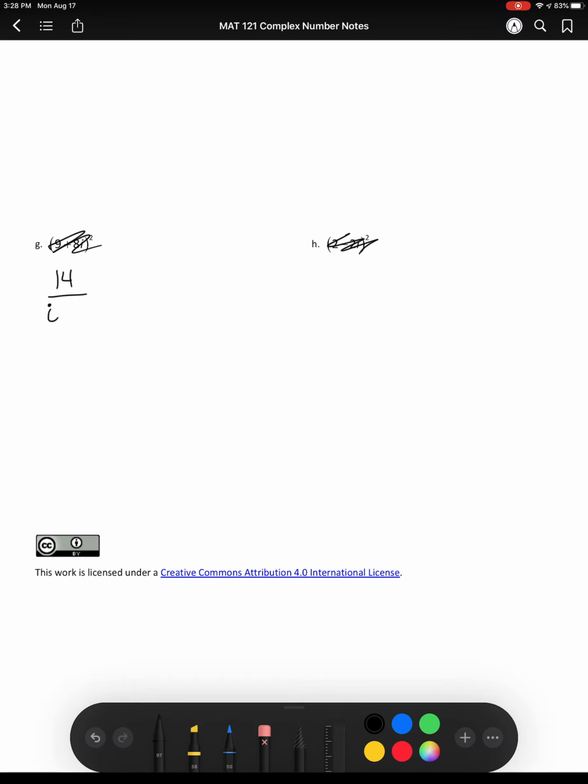G is going to be 14 over i plus 2. And H is going to be i to the 9th power times 1 plus i to the 8th power. All right, so G, it might not be clear what to do, but the idea is that we don't want any i's in the denominator. So we multiply the top and the bottom by the conjugate of the bottom, which just means you change the sign in the middle of the bottom and you multiply by it. And you'll see what happens when we do that.